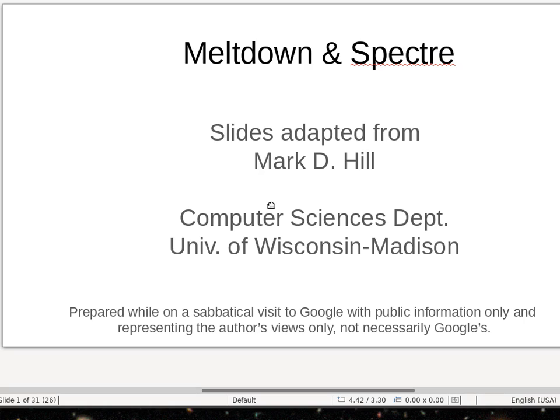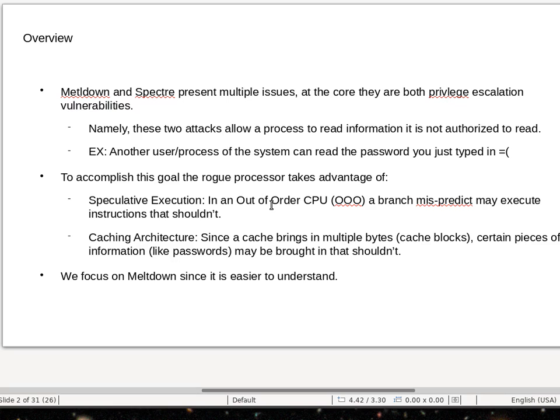So Meltdown and Spectre are vulnerabilities that allow a non-privileged user, a person who's just using the machine, to read any information on the machine. That would be like you get on a machine, you hit Meltdown, and all of a sudden you have all the secret keys on that machine. So they present Meltdown and Spectre, which are multiple issues.